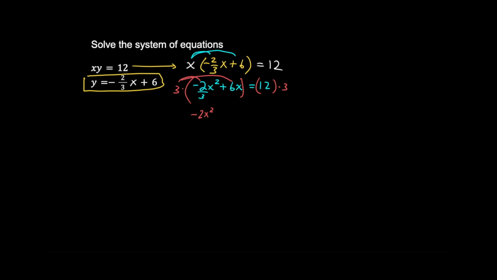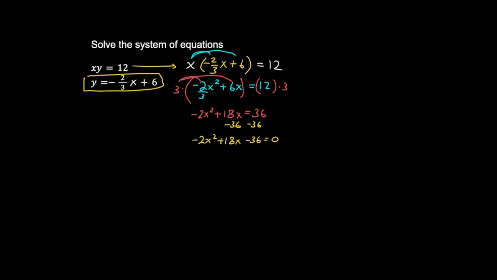6 times 3 is 18x. And then on the right side, we have 12 times 3, which is 36. Now this is a quadratic, so I want to move everything to one side. So I'm going to subtract 36 from both sides to get negative 2x squared plus 18x minus 36 equals 0.